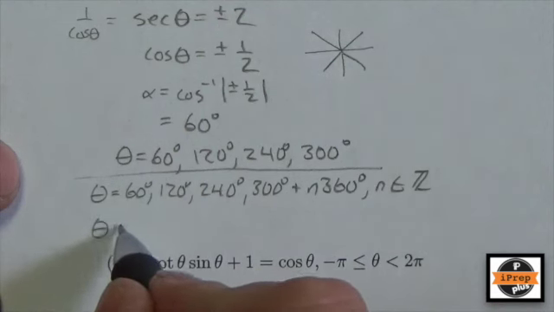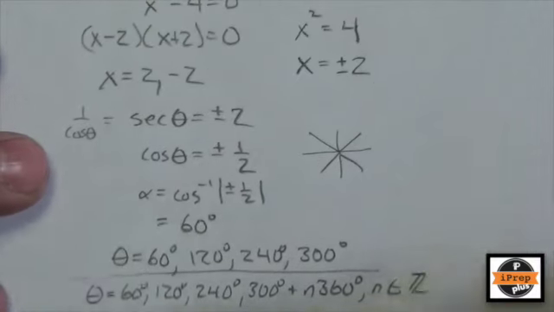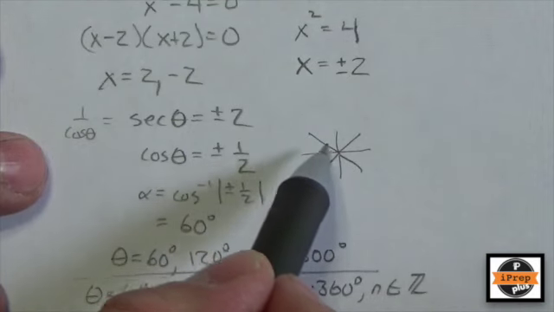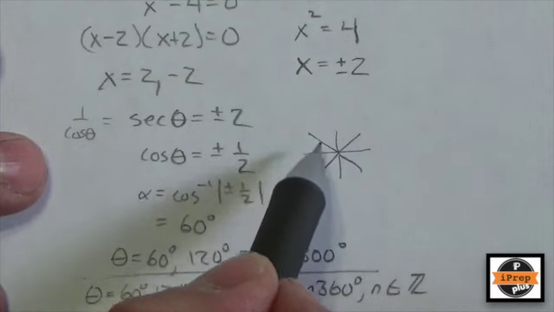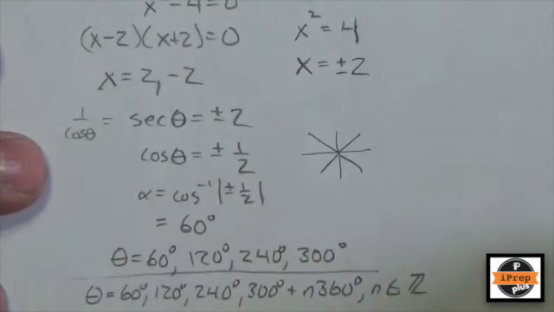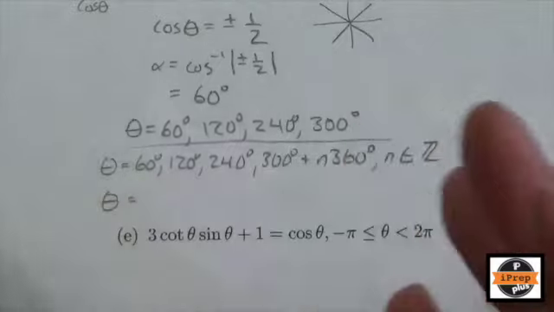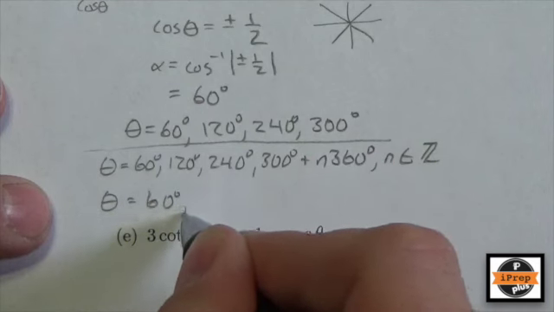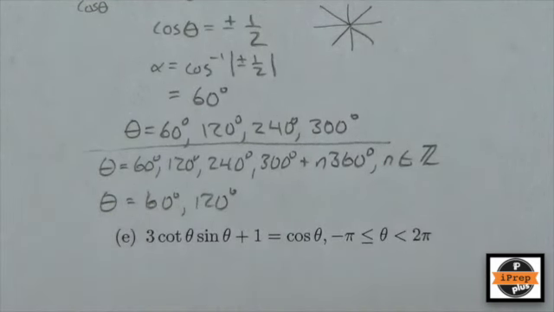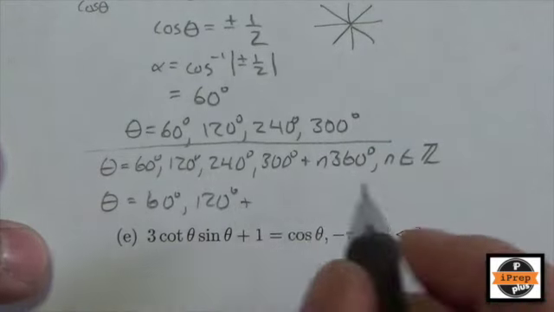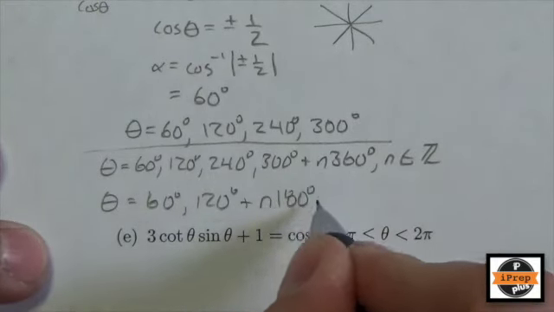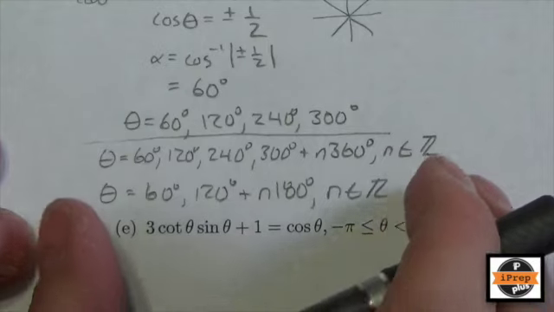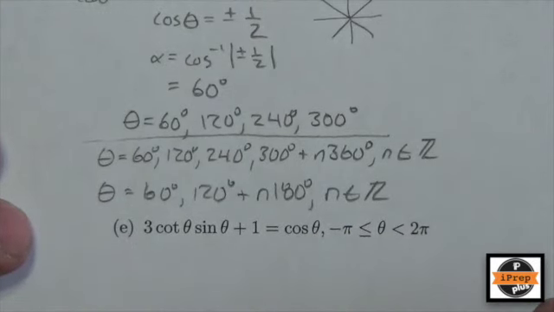But you can be a little bit sneaky with this one too, because of the way the answers show up here. I've got this terminal arm in the second quadrant and also one in the fourth, and those are going to differ by 180. These two here are also going to differ by 180. So I can condense this a little bit, and I can just pick my 60 degrees from the first quadrant, pick the 120 degrees from the second quadrant, and then add not n times 360, but n times 180, where n is an element of the integers, just to make that a little bit cleaner, a little bit less bulky. So here's another way of writing that general solution.